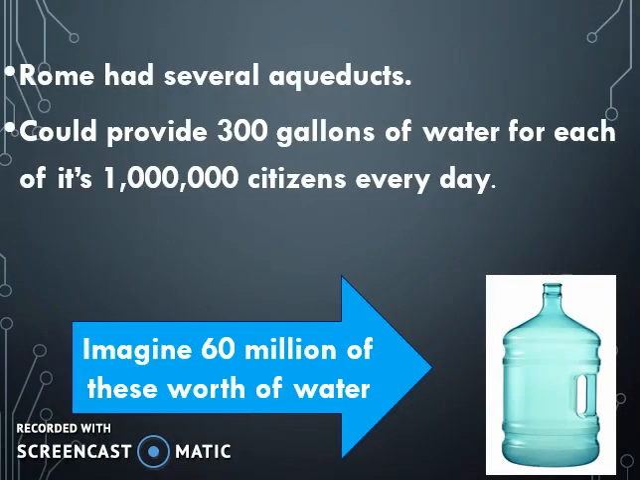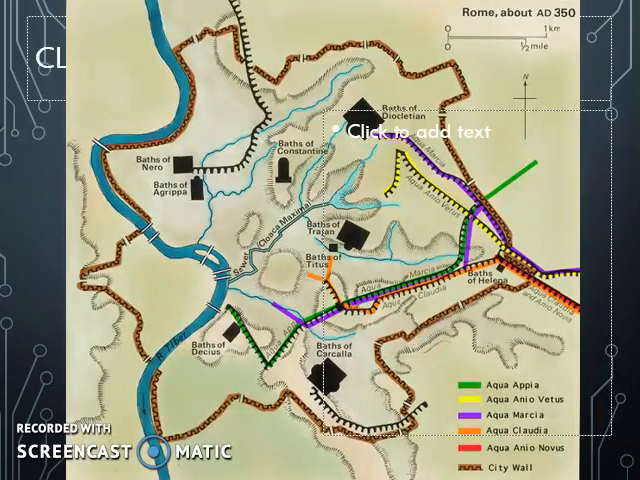Rome had several aqueducts. The city of Rome itself alone had several aqueducts. They could provide 300 gallons of water for each of its 1 million citizens every day. So that's about 60 million gallons of water every single day in order to get enough water for all of its citizens. This included drinking water, bathing water, and they had a lot of fountains in Rome, so it also included the fountains.